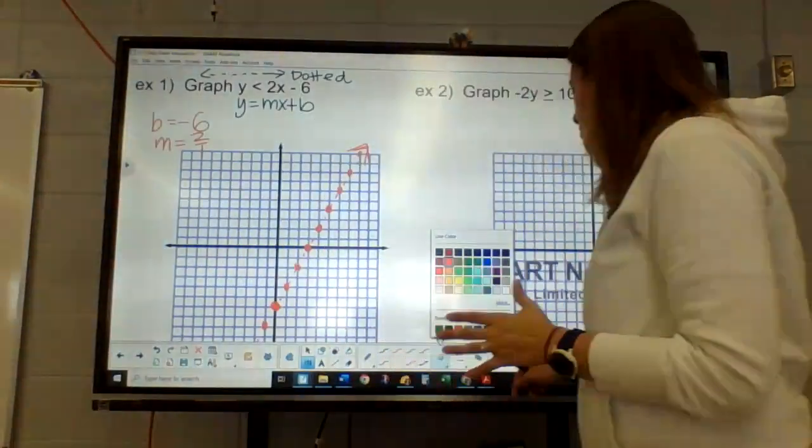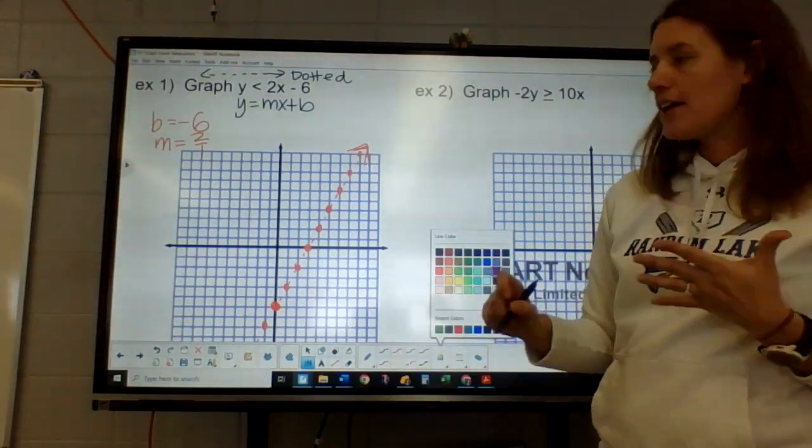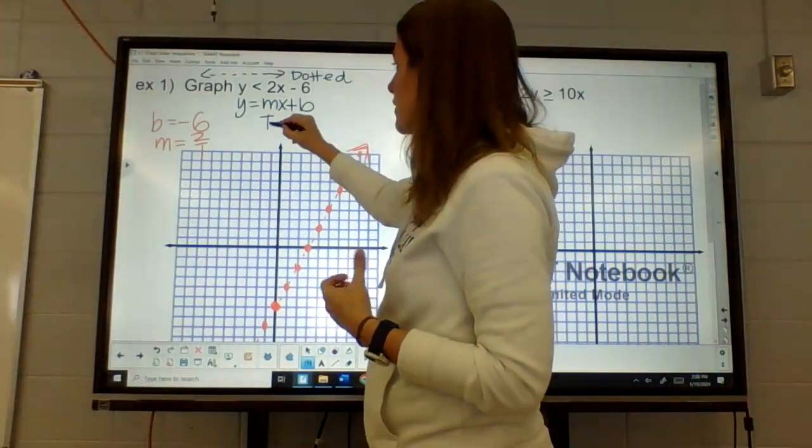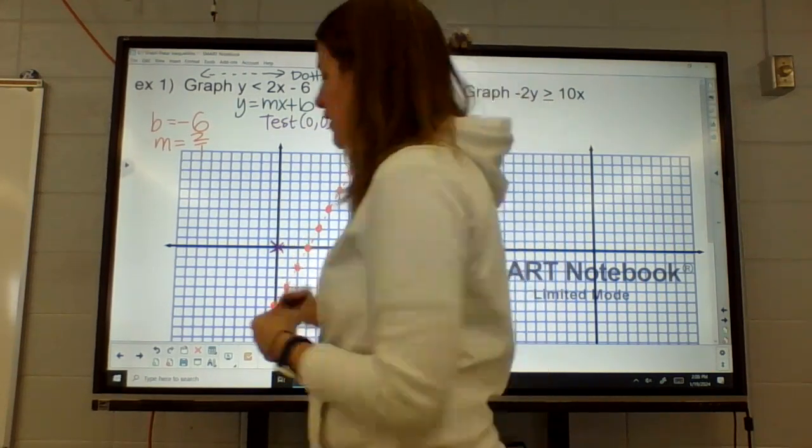Now, I have to pick a point. This is important. I probably should have written this on the other side. You have to pick a point that's not on your line. So I'm going to test 0, 0. And 0, 0 is right here. I'm going to check that.